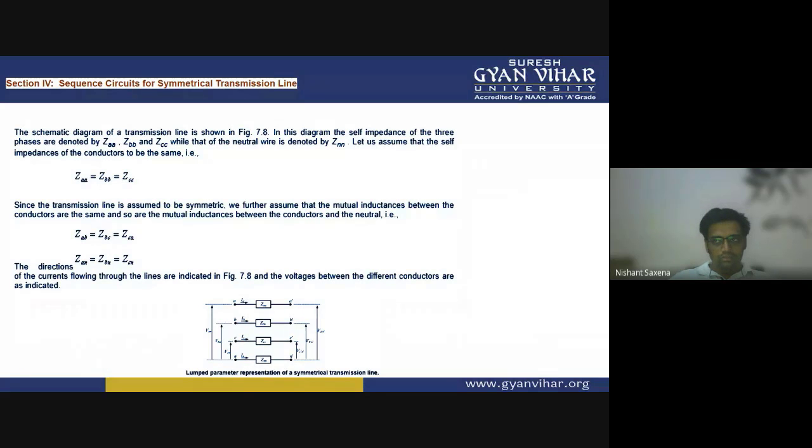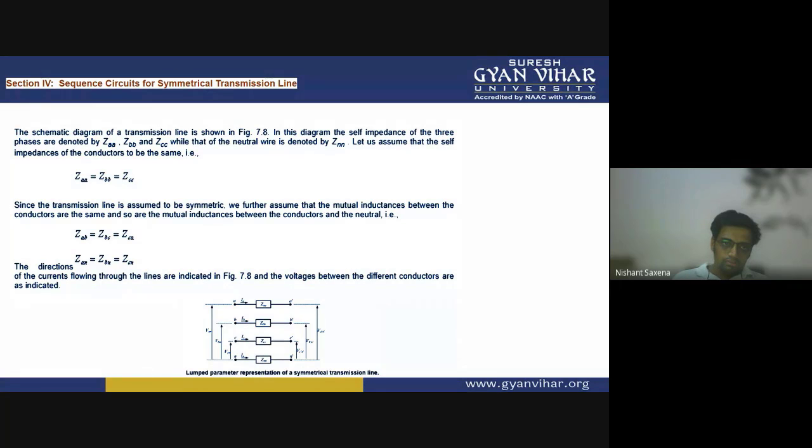Now, in this section, on the sequence circuits of the transmission lines, the schematic diagram is shown to you, wherein the three phases with the neutral wire are shown, with the self impedances ZAA, ZBB, and ZCC. For ease of analysis, we are assuming that all the phases have the same self impedances and they are all equal.